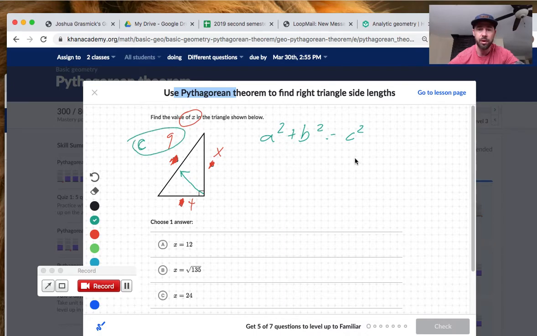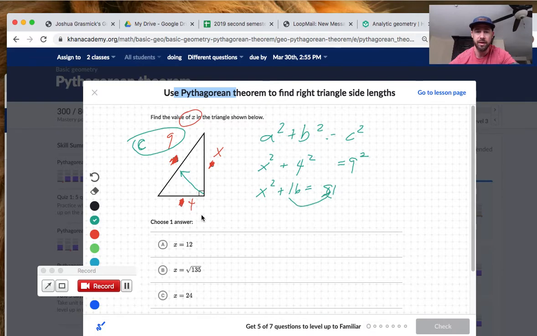So I'm going to put 9 over here for c, and it says c squared, so 9 squared. The other two are a and b, and it doesn't matter which one's which. So we'll have x squared plus 4 squared. X squared is just x squared, and 4 squared is 16. So x squared plus 16 equals 9 squared, 81. A lot of this I'm going to have to do in my head, so we'll see how my mental math is this morning.